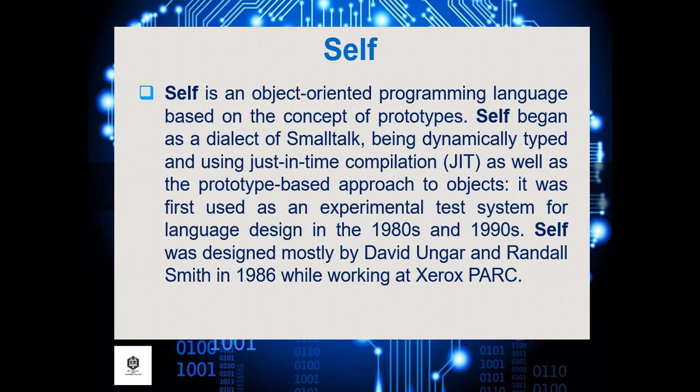Self is an object-oriented programming language based on the concept of prototypes. Self began as a dialect of Smalltalk, being dynamically typed and using just-in-time compilation, or JIT, as well as the prototype-based approach to objects. It was first used as an experimental test system for language design in the 1980s and 1990s. Self was designed mostly by David Ungar and Randall Smith in 1986 while working at Xerox PARC.